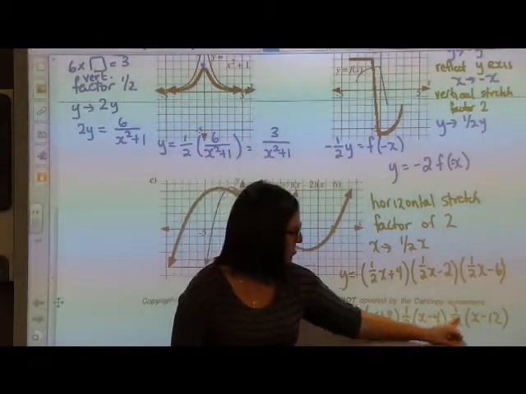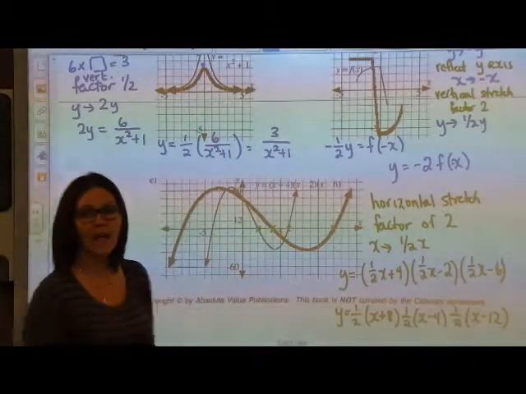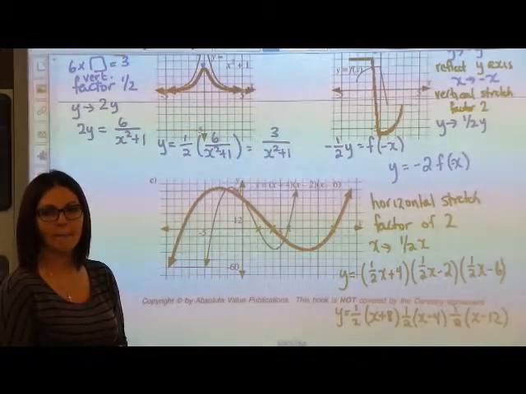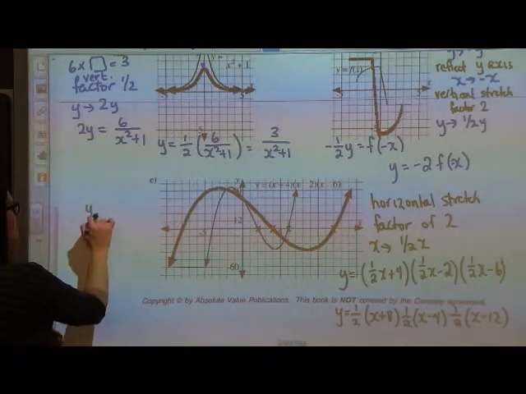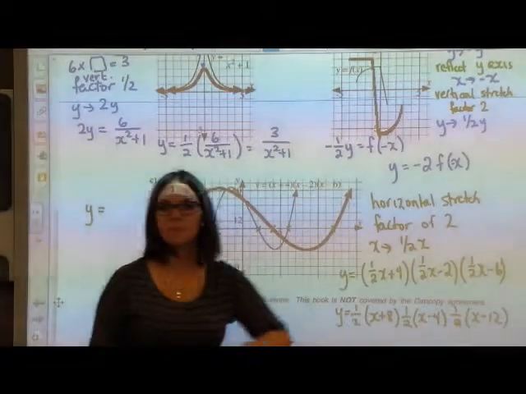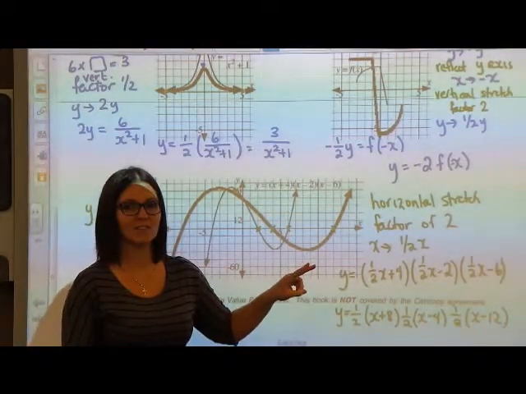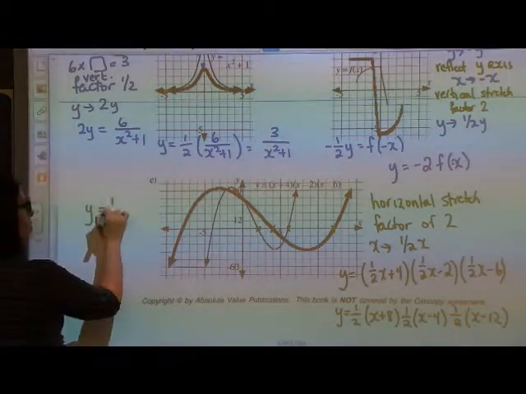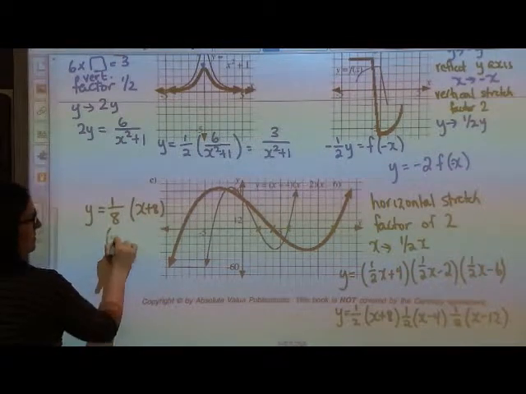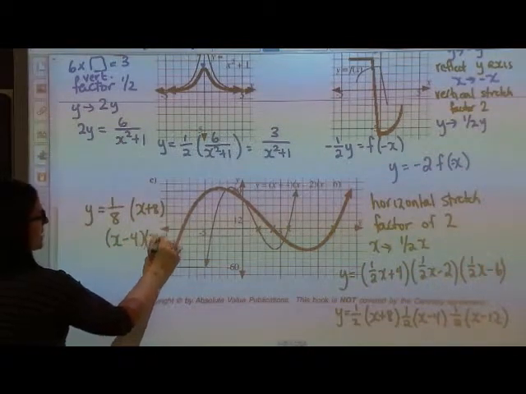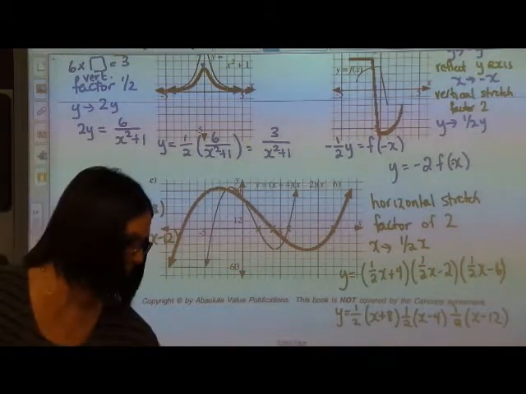All of these factors are being multiplied together. So if I multiply the 1/2 and the 1/2 and the 1/2, what do I get? 1 times 1 times 1? 1/6. Not 1/6. 2 times 2 is 4, times 2, 8. So 1/8, and then x plus 8, x minus 4 times x minus 12. And that would be all in one line.